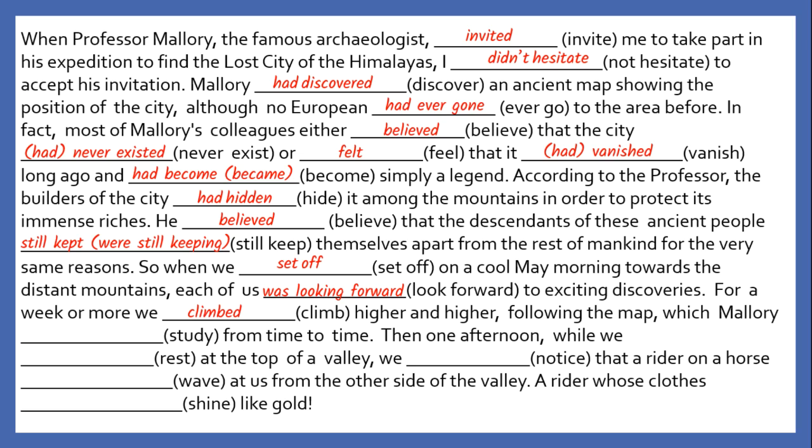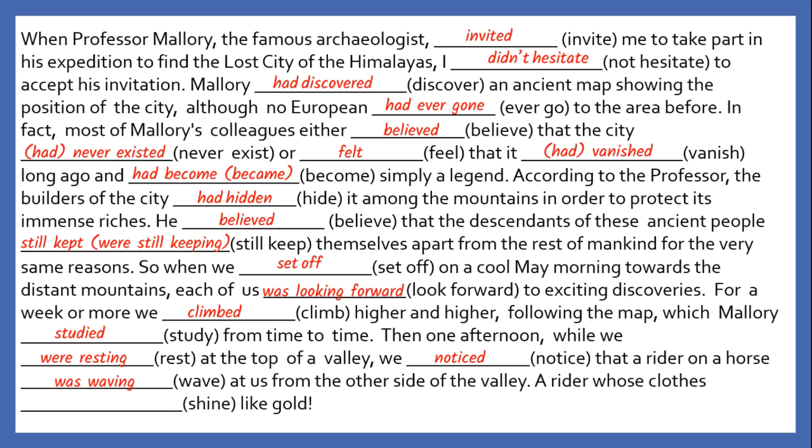For a week or more, we climbed, something that happens on a regular basis in the past, higher and higher, following the map, which Mallory studied. Again, something which is happening frequently from time to time. Then, one afternoon, when we were resting, background, or something which was going on at a specific time in the past, at the top of a valley. We noticed, your main event, that a rider on a horse was waving, something going on in the past at a specific time, at us from the other side of the valley.